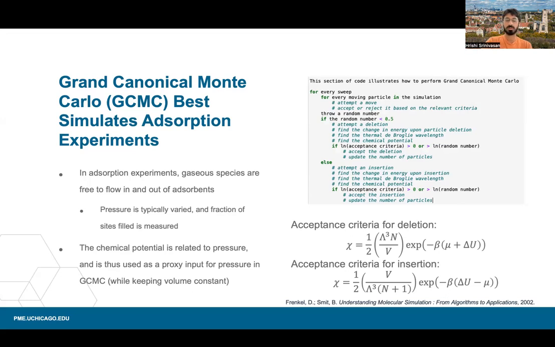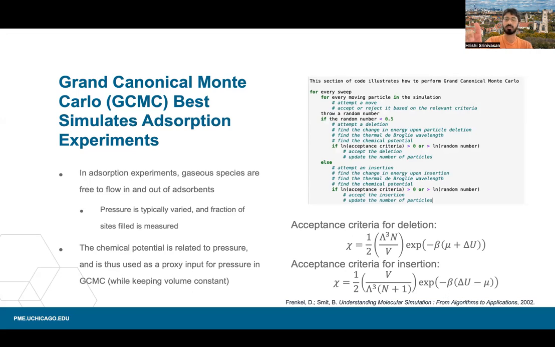In GCMC, the grand canonical ensemble is being simulated. The chemical potential is fixed, but that's related to pressure via an equation of state, such as the van der Waals equation of state, the ideal gas equation of state, or Peng-Robinson. So pressure is a proxy input for this system. The number of atoms can change so that the system equilibrates with the reservoir, the temperature is fixed, and the volume is kept constant. Effectively, it models adsorption pretty well.